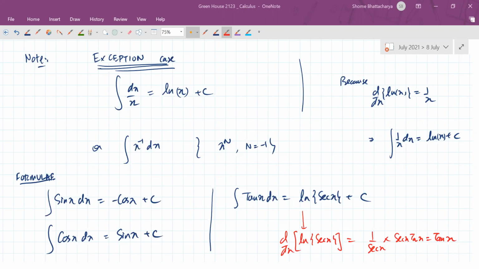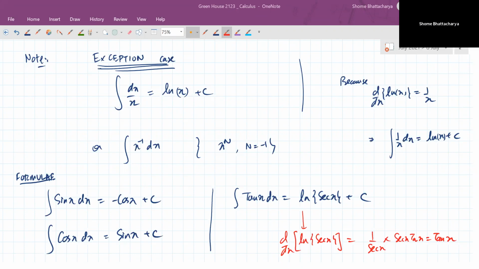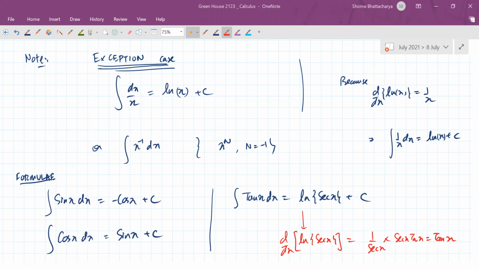Can you explain the integration of tan x where you wrote ln sec x plus c? Yeah, see, I told you that one is a little bit more complicated, because integration of tan x is a formula which involves application of chain rule. So you know differentiation of sec x is what? It is sec x tan x, no? That formula you're familiar with.